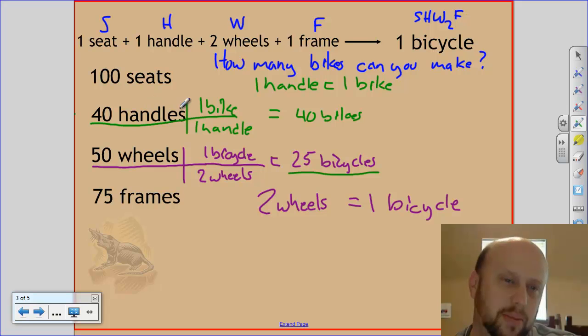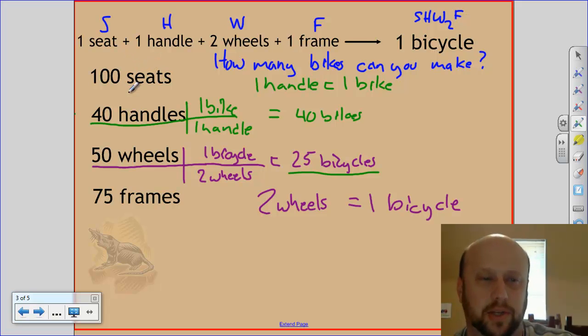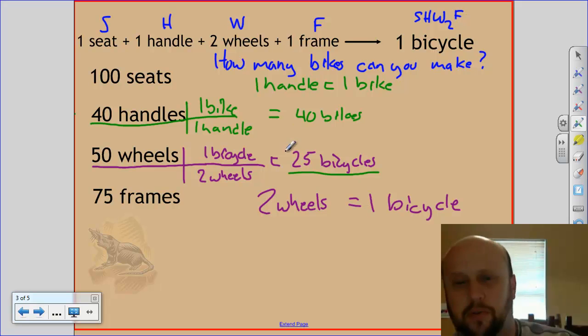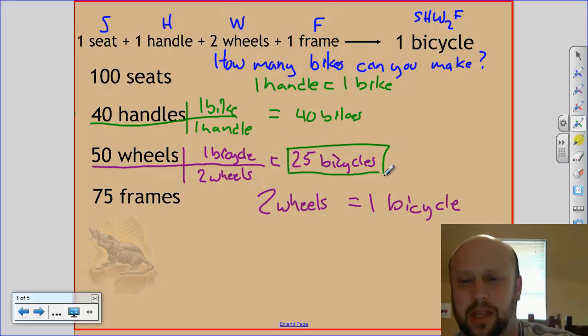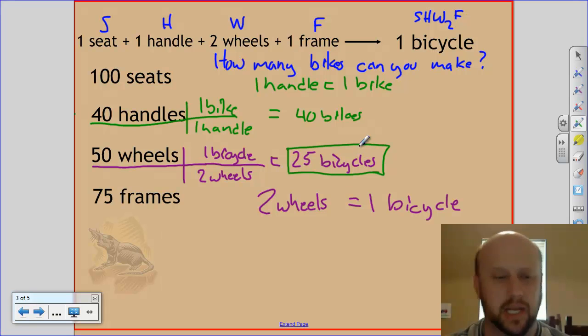Now, are any of the others limiting? Well, they're 1-to-1 too. It's a 1-to-1 ratio between seats and bicycles, so I can make 100 bicycles with that many seats. I can make 75 bicycles with that many seats. So what you're looking for is the lowest amount, the thing that you're going to run out of. And this is what I'm going to run out of. If I started making as many bicycles as I can make with these parts, I'm going to run out of wheels before I run out of anything else.